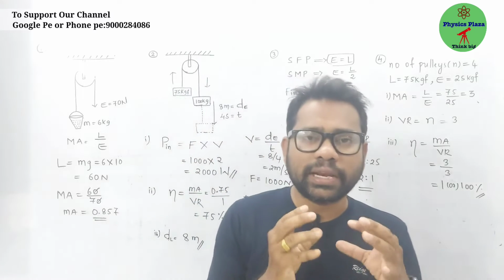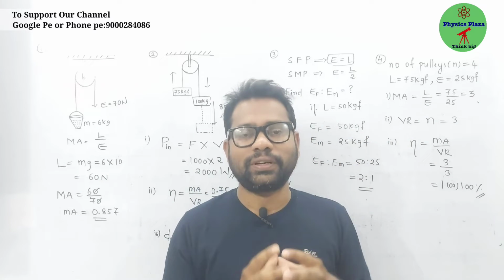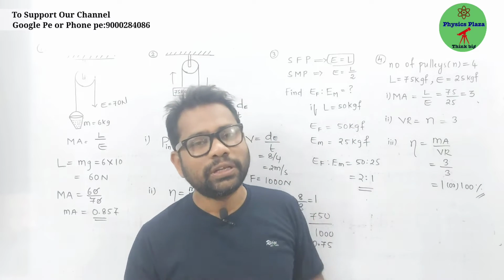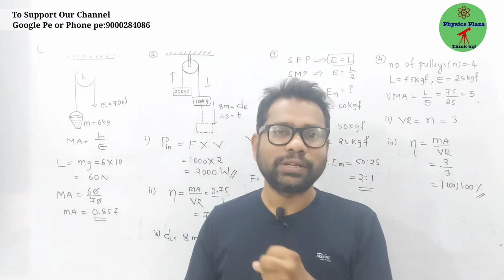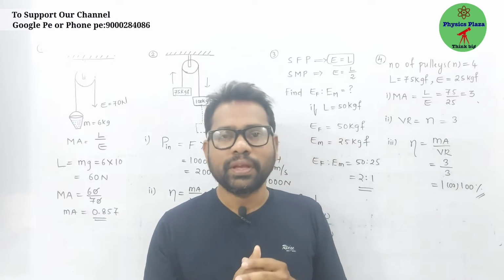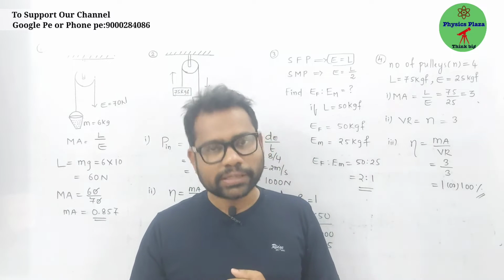First of all, how to calculate mechanical advantage. Mechanical advantage is equal to load by effort. We are not going to use effort arm by load arm here because we are not dealing with levers. That is only for levers. So here strictly mechanical advantage is equal to load by effort, and efficiency is equal to mechanical advantage by velocity ratio.